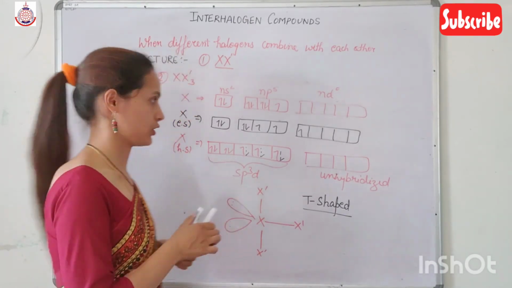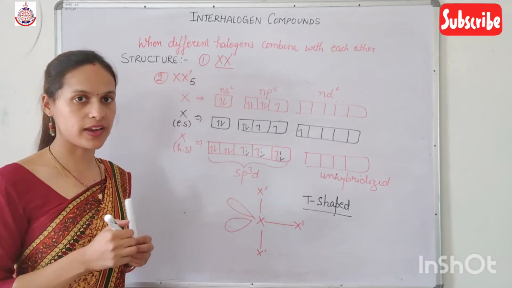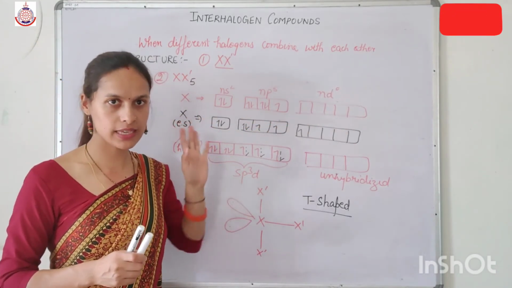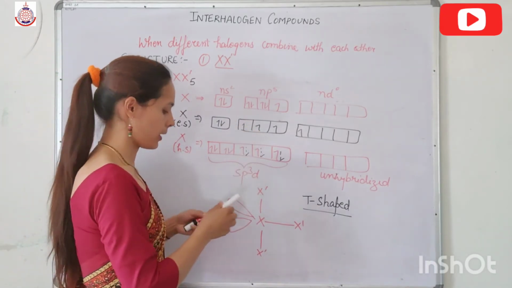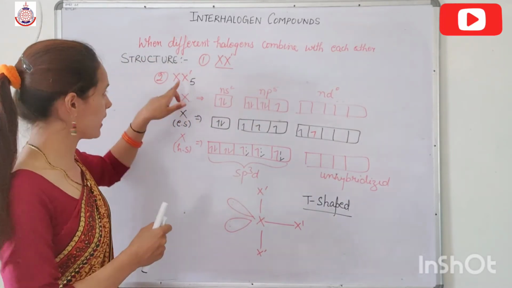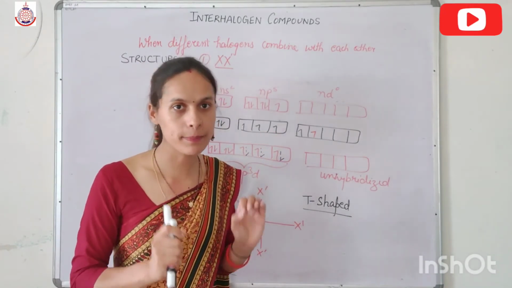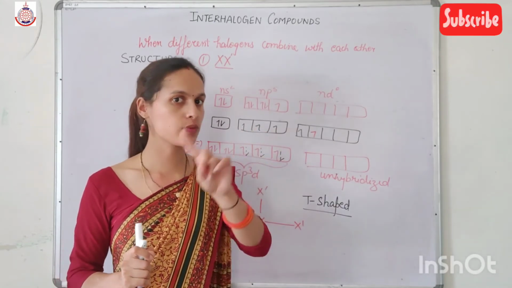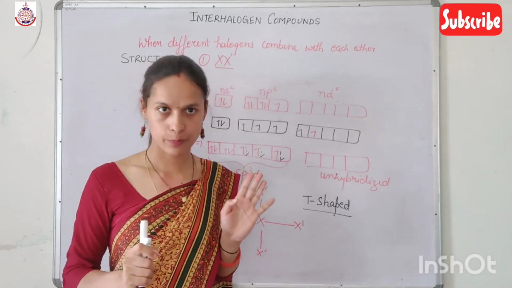XX5 and XX7. Now suppose it is XX5, so X in the ground state, the configuration is the same, but in the excited state, one electron will jump here. Why? Because here we want 5 such orbitals in which we have unpaired electrons. In the previous we wanted only 3, therefore only 1 electron jumped, but here we want 5, so 2 electrons from p jump to d.